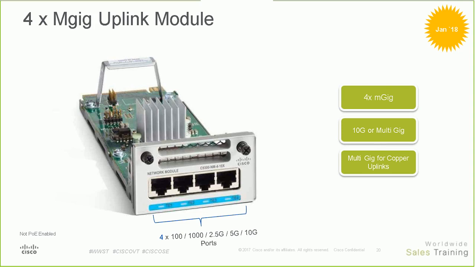9300. They are also stackable. Stackwise. Stackwise 480. And there can be 8 switches in there? Up to 8. And the bandwidth of the stack was? 480 gig. The same as before, the same as the 3850. When we call it Stackwise 480, it's that same technology.